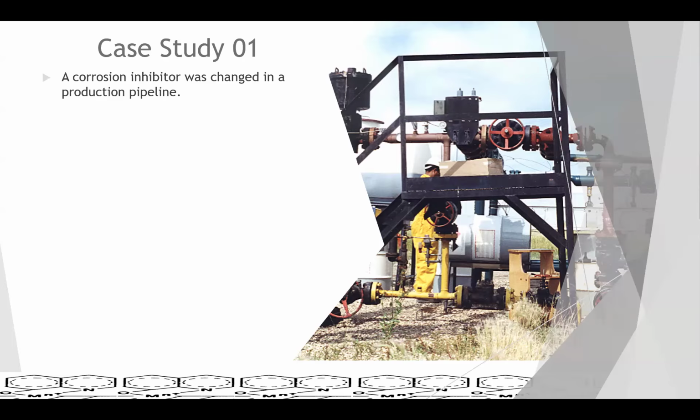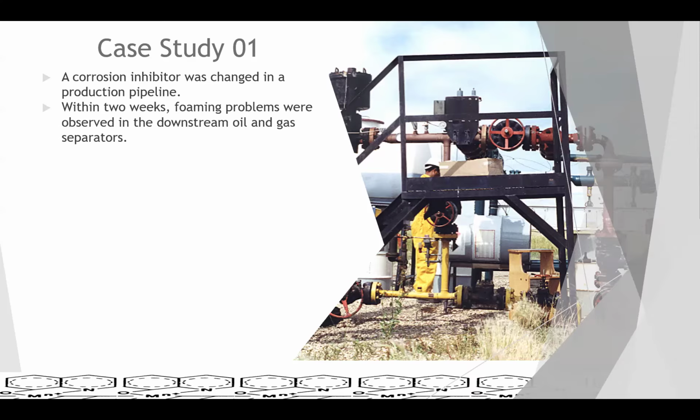In this particular case, the operator decided to change the corrosion inhibitor. Again, this inhibitor was injected in a production pipeline. Within 2 weeks after the new inhibitor was injected, the downstream oil and gas separators reported foaming issues. They couldn't separate oil and water because of the formation of foams.